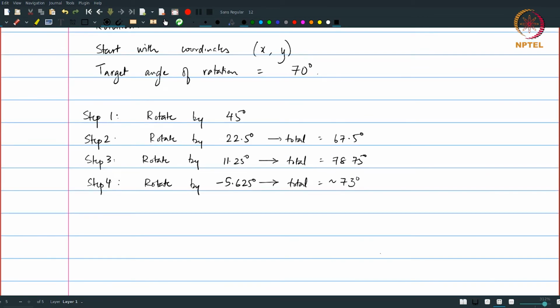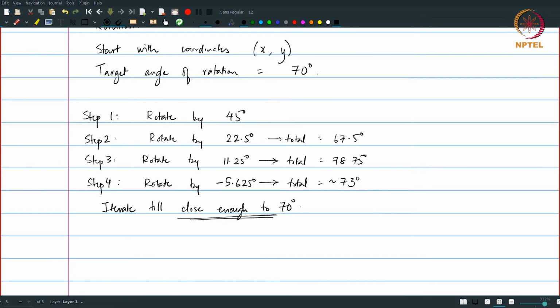I keep doing this till I'm close enough to 70 degrees. How do I define close enough? This is where the numerical representation and the precision of the numbers comes into the picture. I need to choose sufficient number of bits and sufficient number of iterations so that I have come close enough to the answer that I finally wanted. This is of course left as a choice to the designer. The important point is, I can start out with a given value x y, rotate by some fixed angles, and successively reach the final rotation that I want.